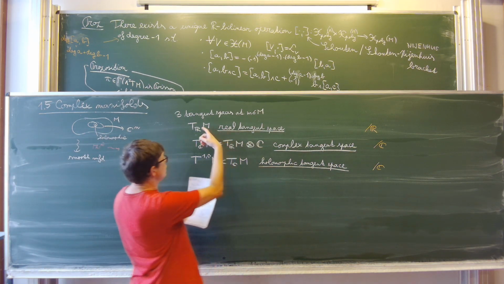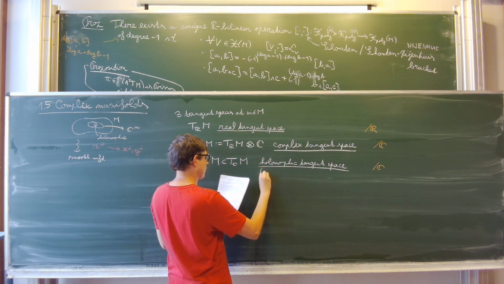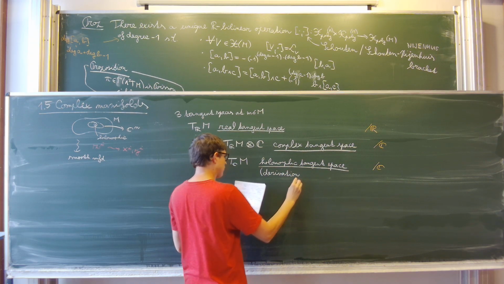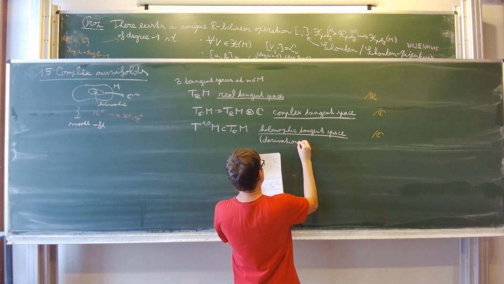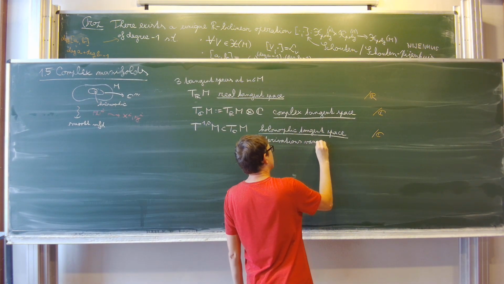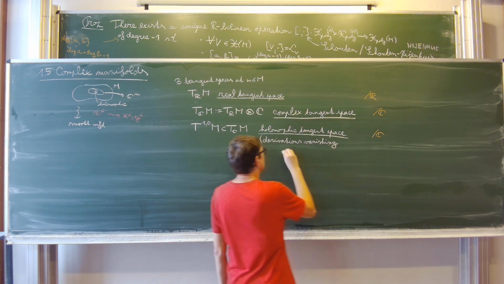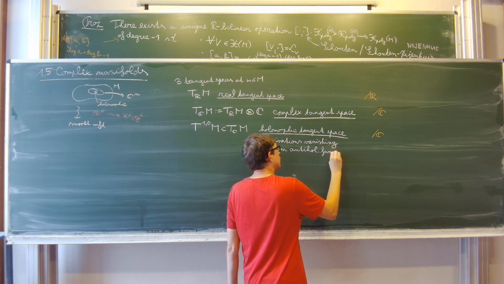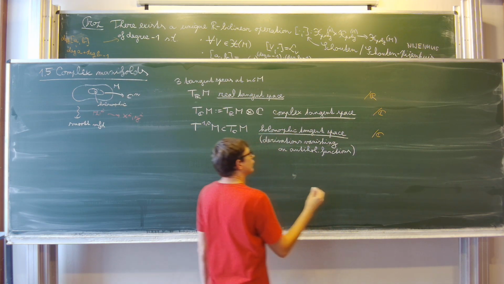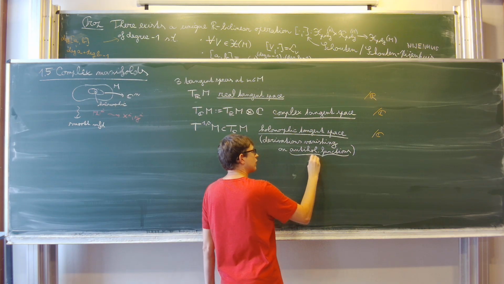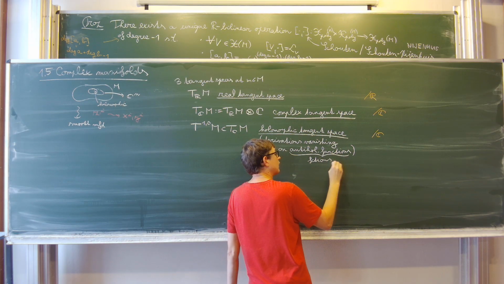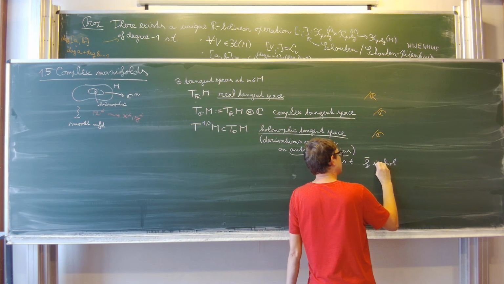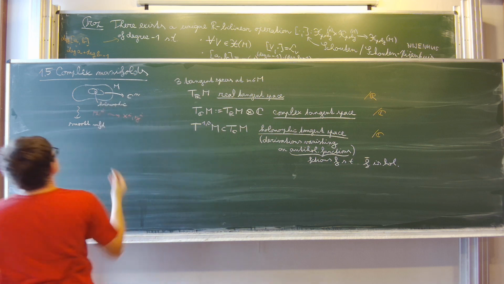If you want an abstract definition, independent of coordinates, you can say this is defined as derivations vanishing on anti-holomorphic functions. And then you may ask, what are anti-holomorphic functions? Well, I hear you. Anti-holomorphic functions are functions f such that the complex conjugate is holomorphic. And that makes sense on manifolds of this type.